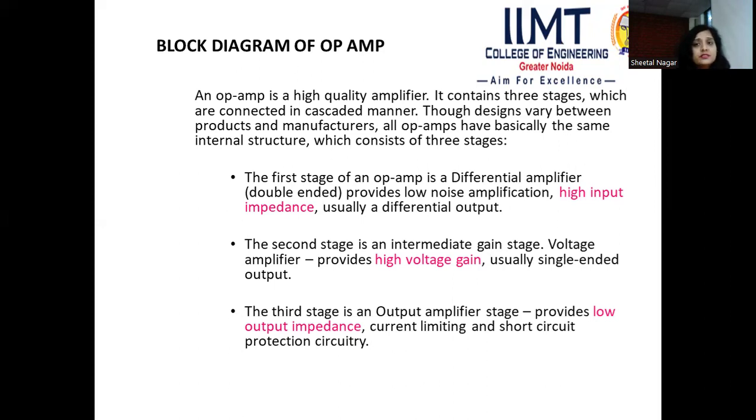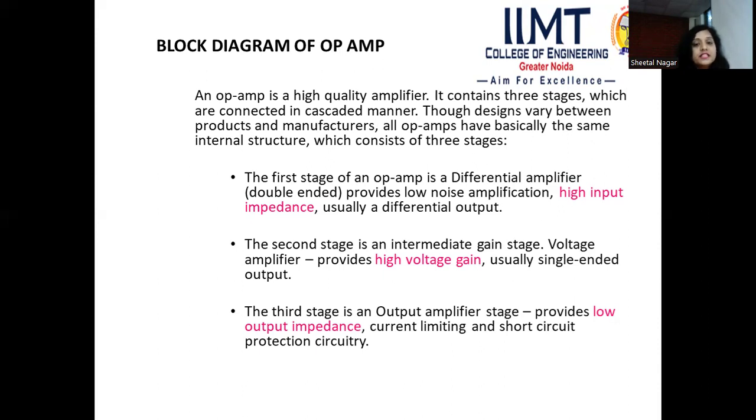Though designs vary between products and manufacturers, all operational amplifiers have basically the same internal structure, which consists of 3 stages. At the first stage of an operational amplifier, a differential amplifier, which is double-ended, provides very low noise amplification and high input impedance. This is the main characteristic of an operational amplifier. Input impedance must be high, and in the case of an ideal operational amplifier, input impedance must be infinite, usually a differential output.